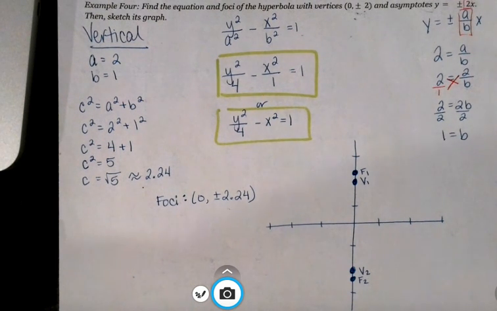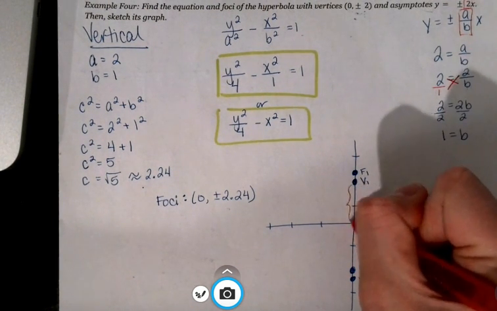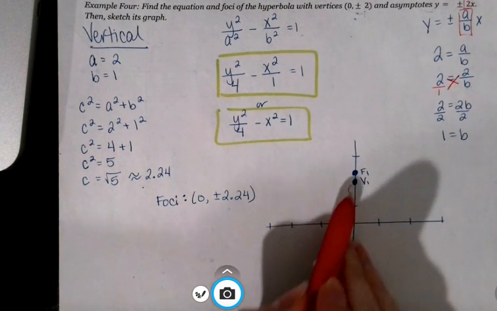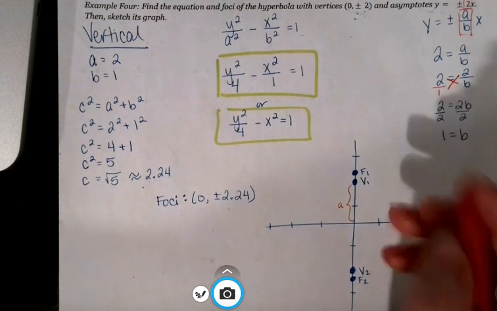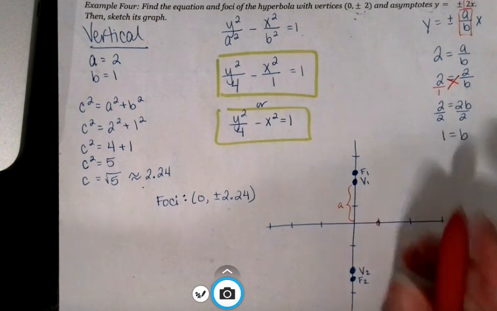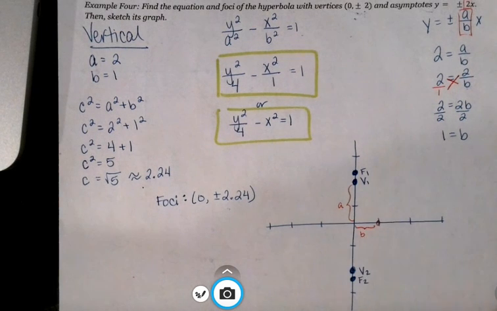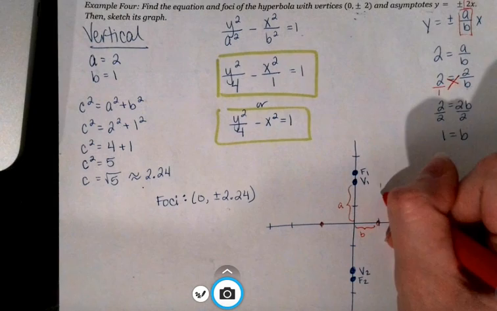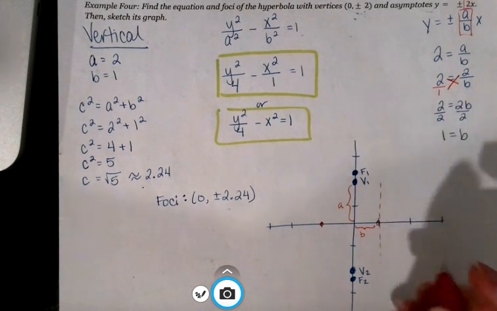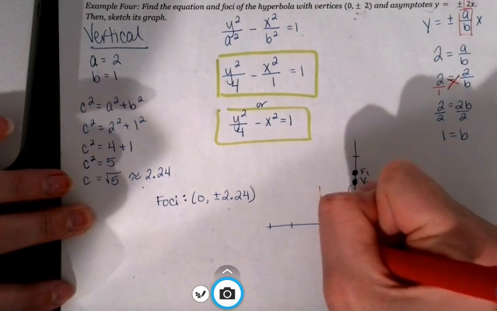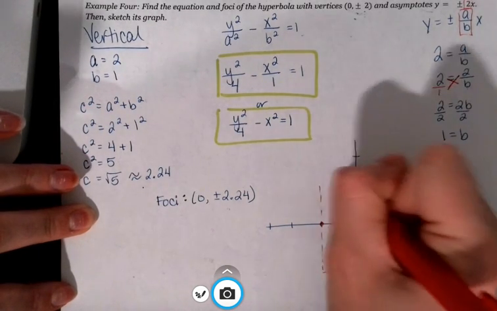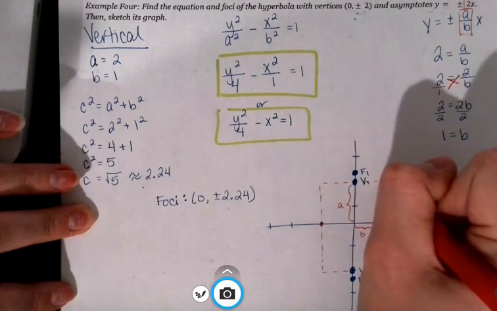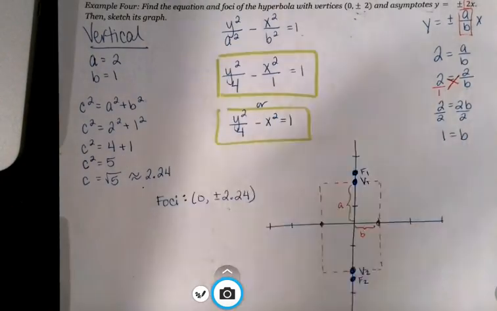For my asymptotes, if this is my a, because my a always goes to where my vertices are, that means b has to be horizontal. So b would be 1, and this would be the length of b. So I can go ahead and connect that box, through b, and then through my vertices. And I have my little rectangle.